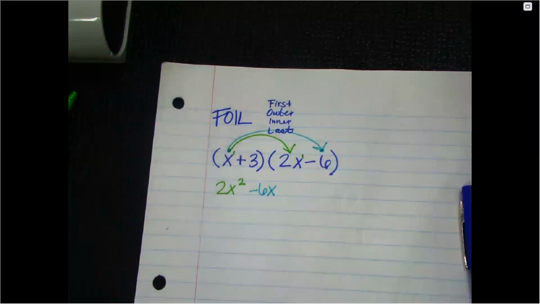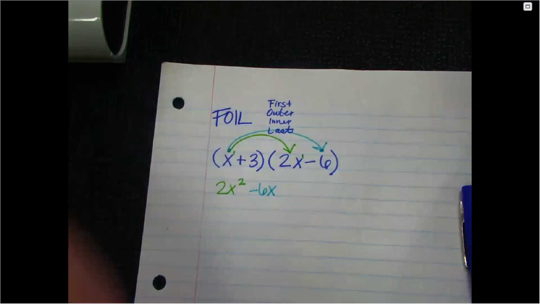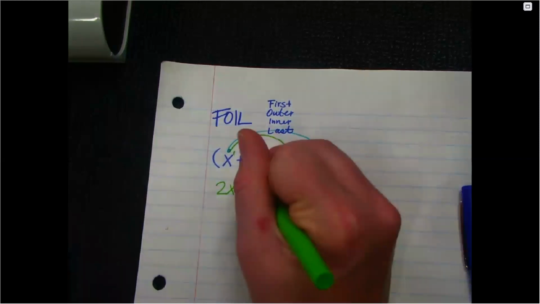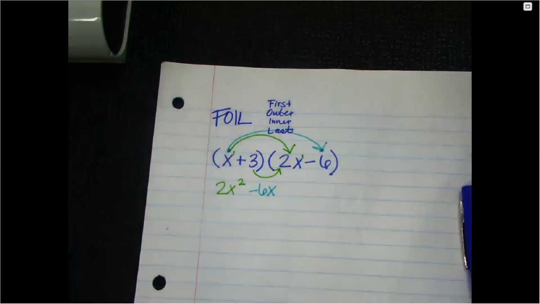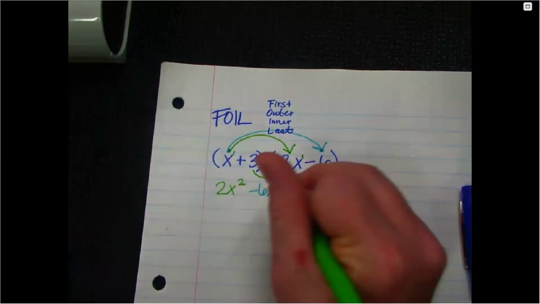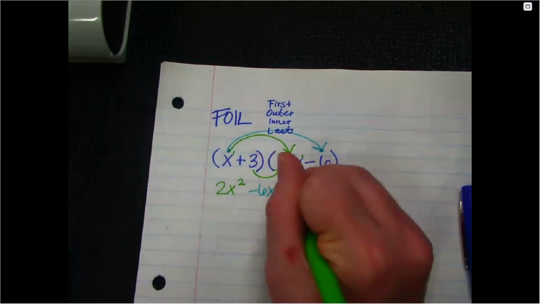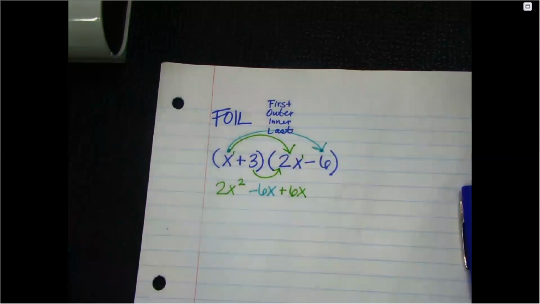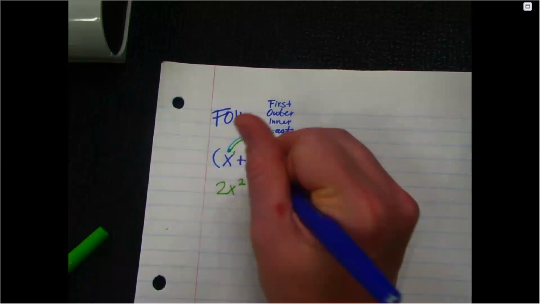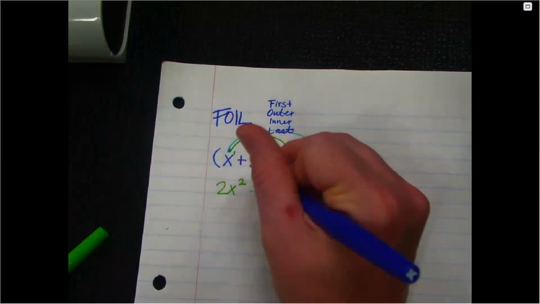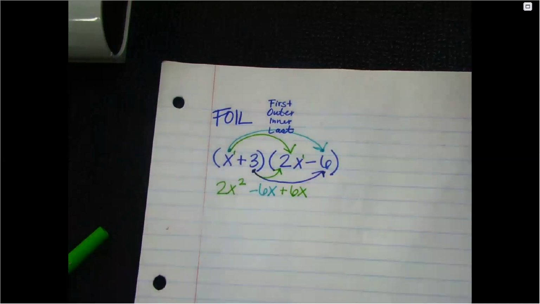Then you have inner. 3 is inner and 2x is inner. So what is 3 times 2x? 6x. That's right, 6x. All right, and then you have last. 3 is the last of this parentheses, and negative 6 is the last of that parentheses. So what is 3 times negative 6? Negative 18.